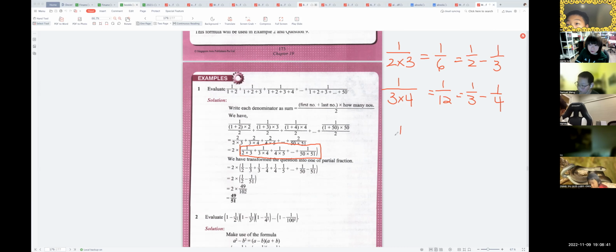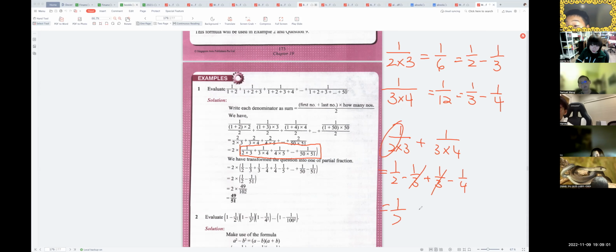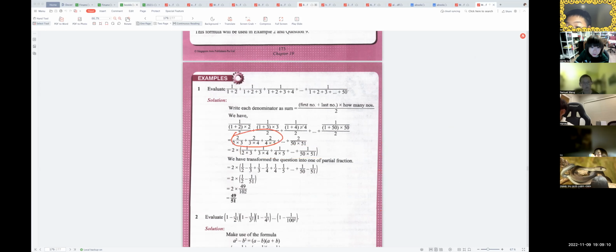Okay, everybody? So 1 over 2 times 3 plus 1 over 3 times 4. Because remember, I said you need to start with the simple and short one. So this one equals what? Equals 1 over 2 minus 1 over 3 plus 1 over 3 minus 1 over 4. See? So the 1 over 3 and 1 over 3, negative and positive, are gone. So the answer is just this one minus that one. Get it?